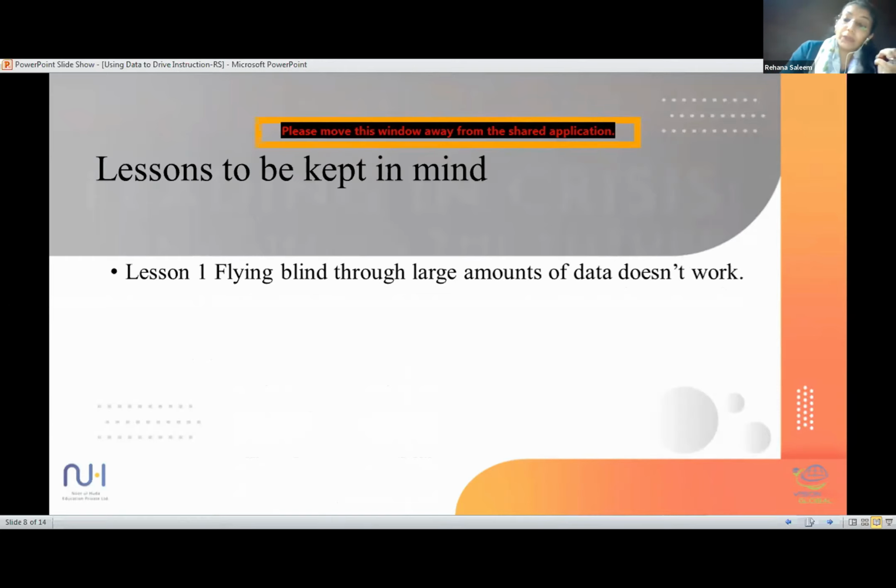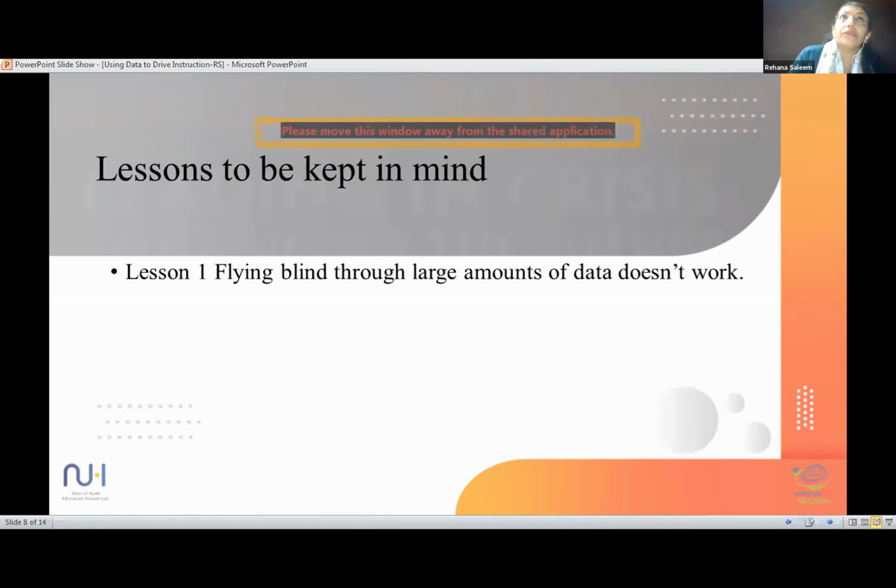Flying blind through large amounts of data doesn't work. For example, if we are just gathering data and it's too much data, it's not going to help us. We need to be focused. We need to know why we are actually gathering the data. Is it because the students in my class last term didn't perform well in maths? So that is giving me a focus.